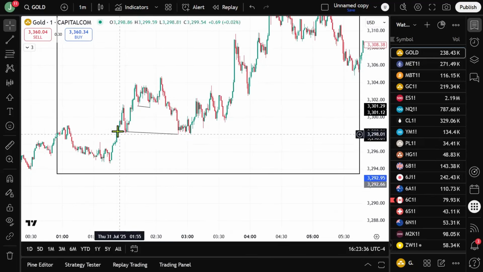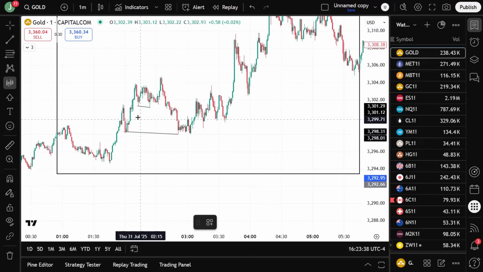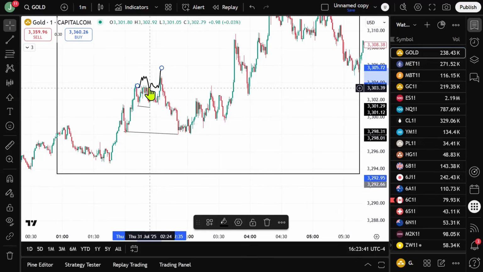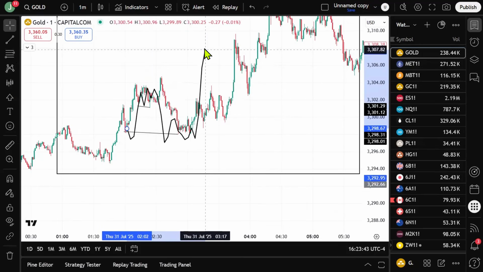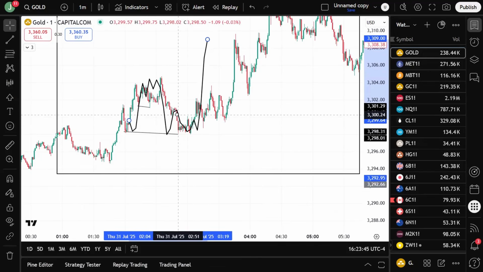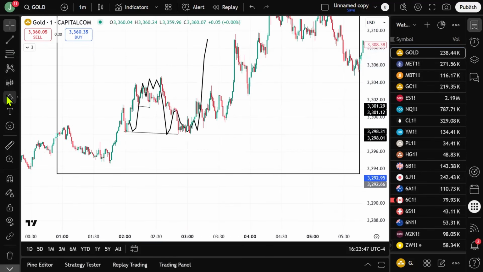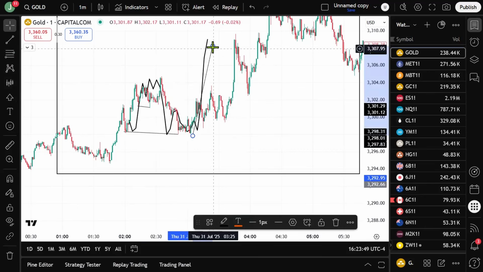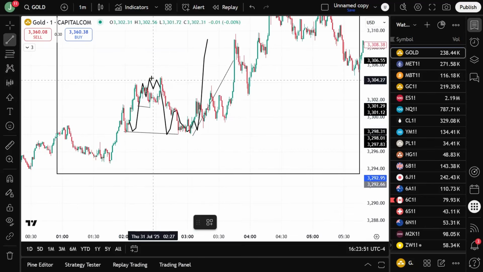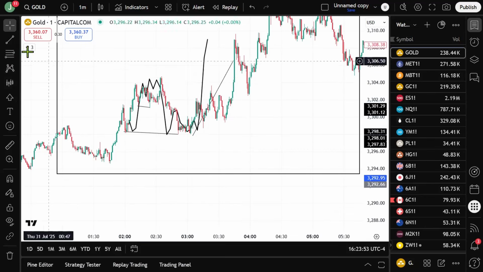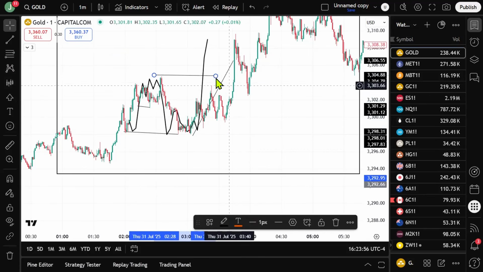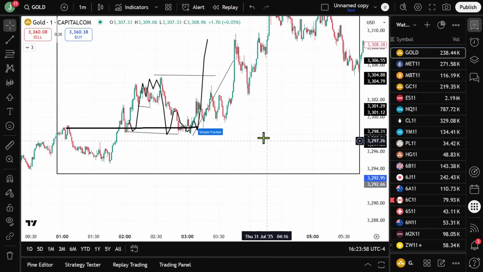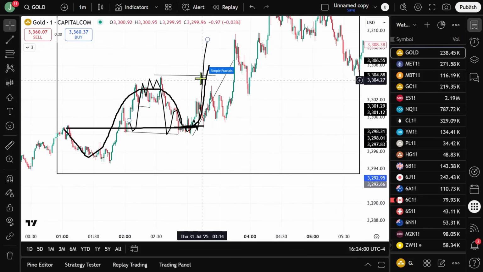Excellent. Very good. Actually, I took this one here and I put it like this. I took it from here to break this one. And right here, you have a good confirmation with the breakout and retest. It's a good one.